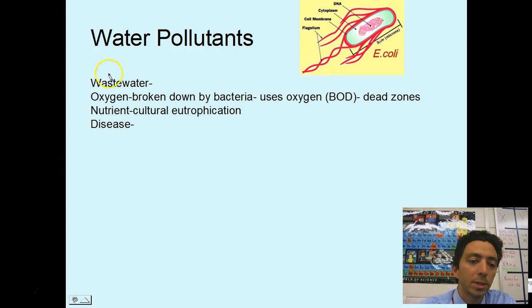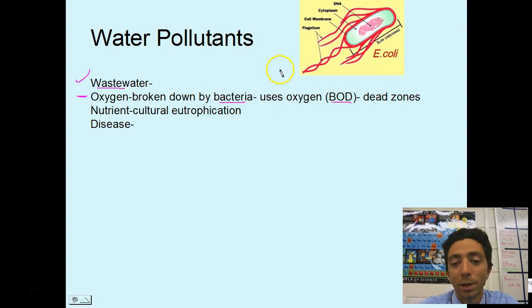A couple different water pollutants. When wastewater, which is one of our major water pollutants, enters the ecosystem and enters the water, the hydrologic cycle, a couple of things you're going to see happen. One of them is the oxygen is going to decrease, because the wastewater is broken down by bacteria. When they do that, they use up oxygen, and we term this BOD, which stands for biochemical oxygen demand. If we measure the BOD of a body of water, we can determine how much bacteria is in there breaking down how much waste.